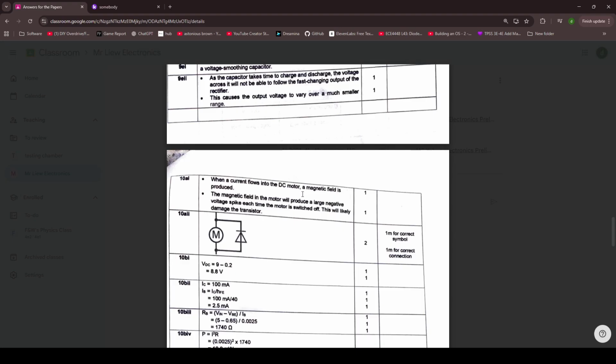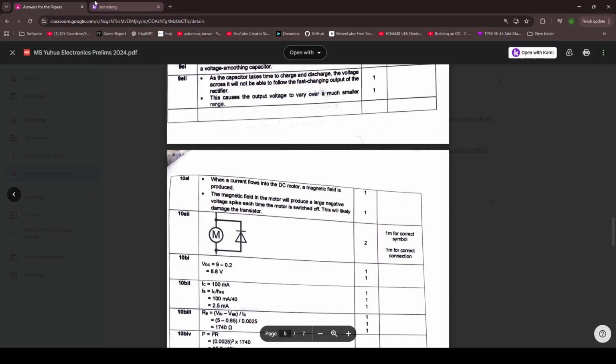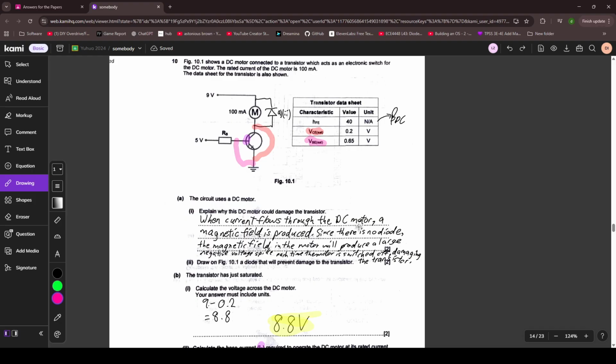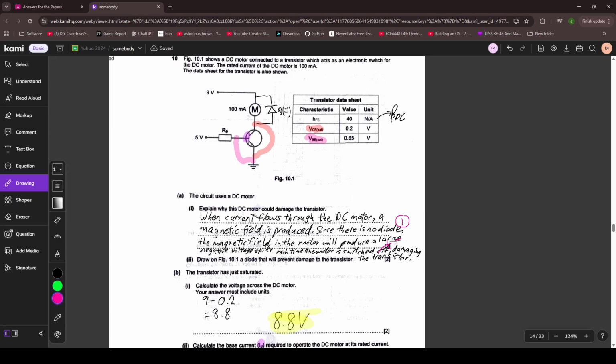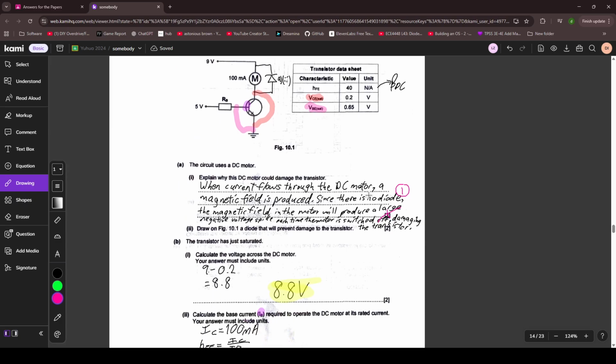When a current flows through a DC motor, a magnetic field is produced. Okay, you get 1 mark. The reason why you get 1 mark is, again, because you say since there is no diode, the magnetic field in the motor will produce a large negative voltage spike. So that means if there is a diode, then the magnetic field will not produce a large negative voltage spike when the motor's turned off. But that's not true. So you're just wrong. Okay, anyway, next.